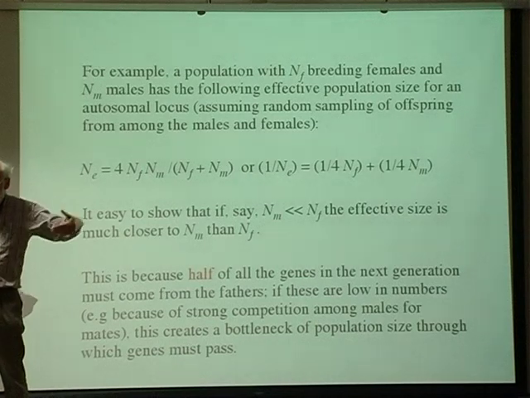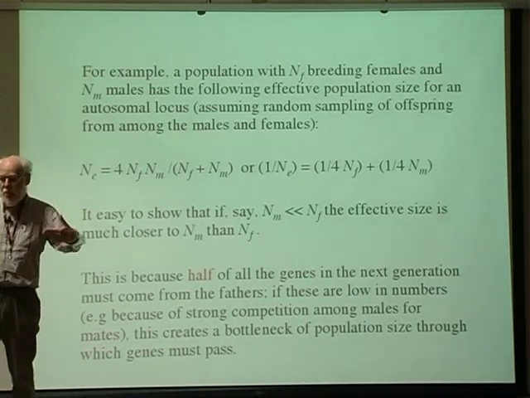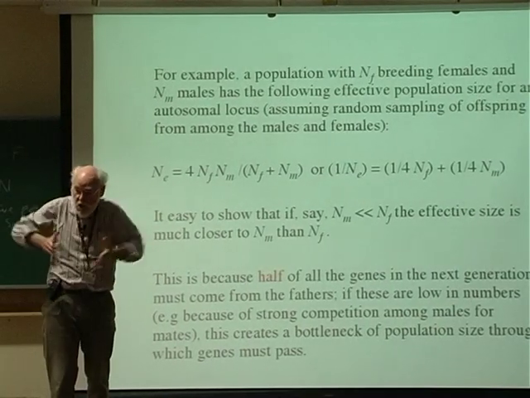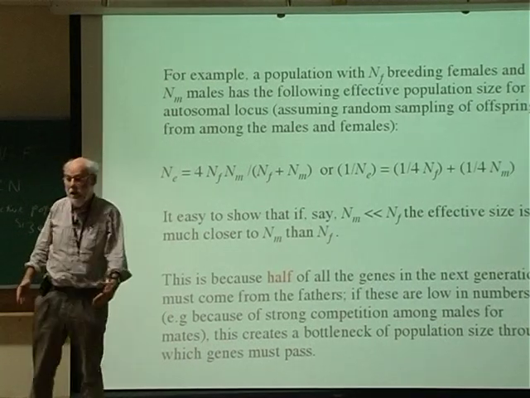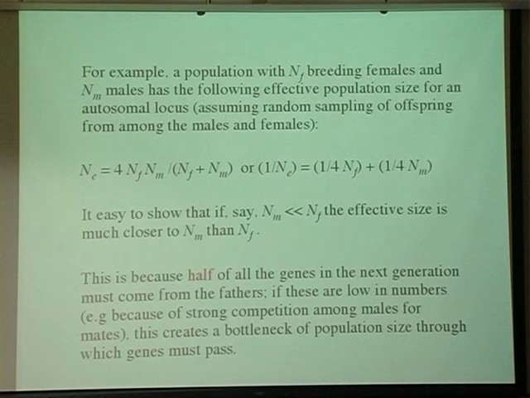So if you think about it, even if you only have 10 breeding males in the population to 1,000 breeding females, half your genetic information, which is going to the next generation, is being channeled just through those 10 breeding males. And so that's why they have a dominant effect on the action of genetic drift, because it's a sort of bottleneck of population size, which those genes have to go through in order to get to the next generation.